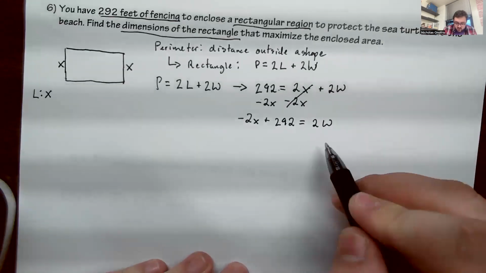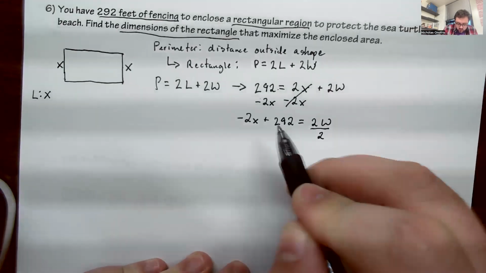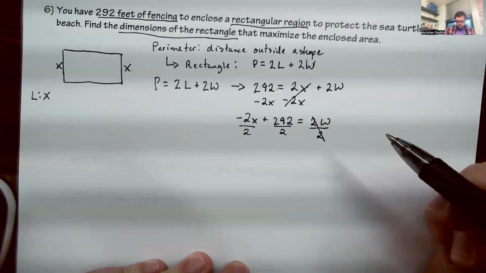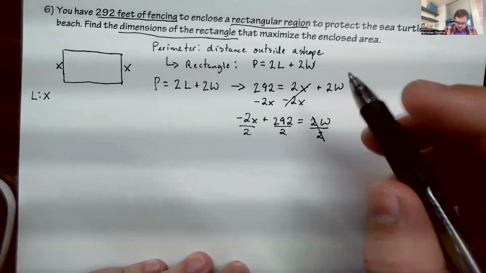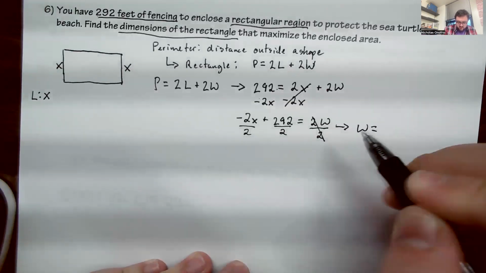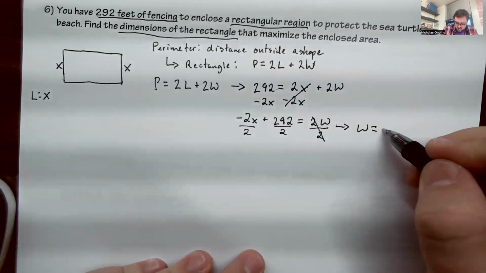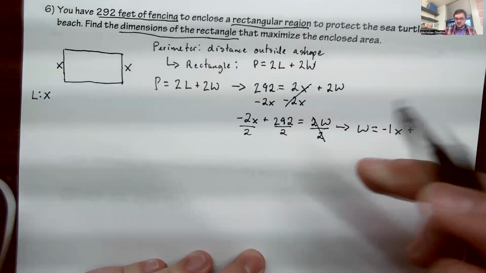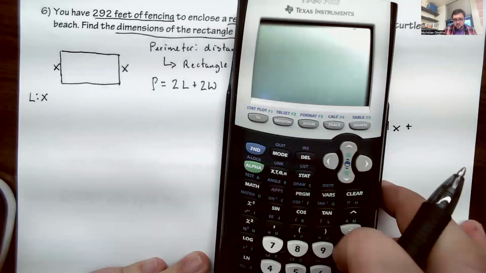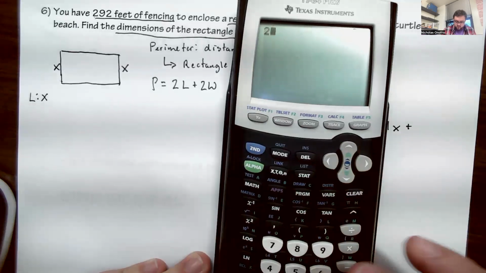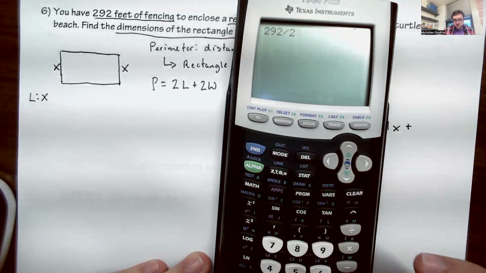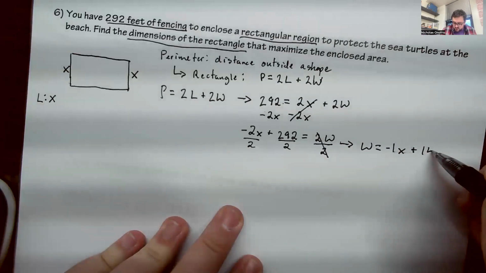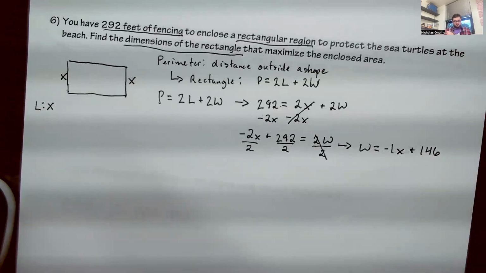Now, to get rid of the 2 in front of the w, we're going to divide everything by 2. This is going to give us w equals negative 2 divided by 2. It's going to be negative 1x plus 292 divided by 2. Putting that into a calculator, 292 divided by 2 gives you 146. Negative 1x plus 146.